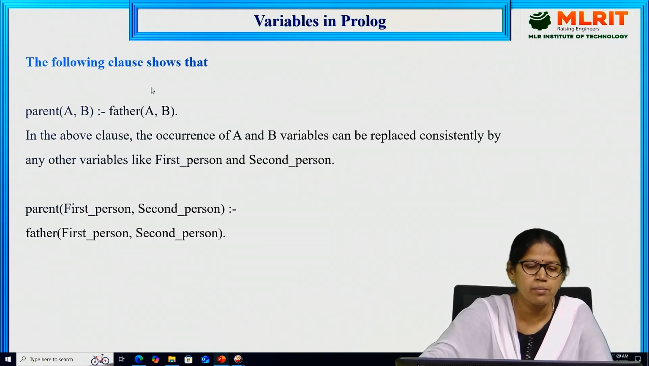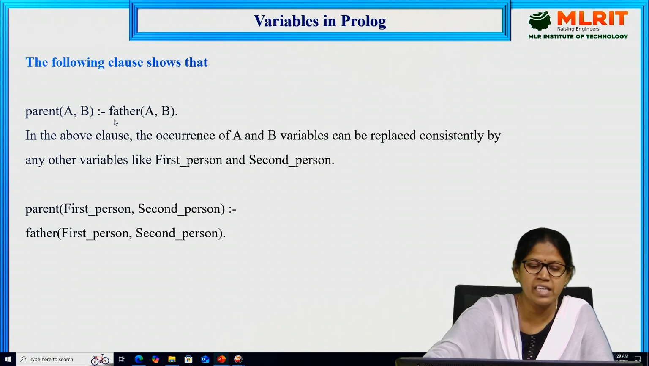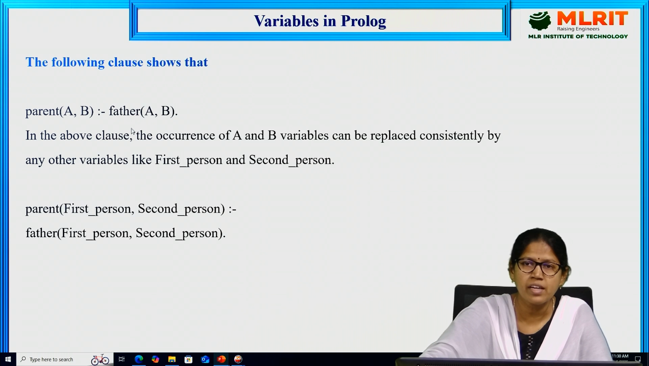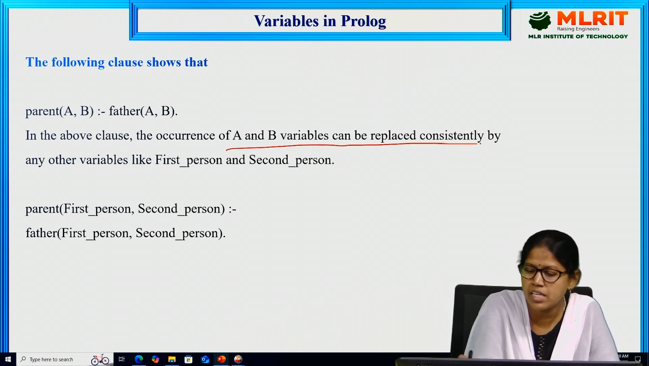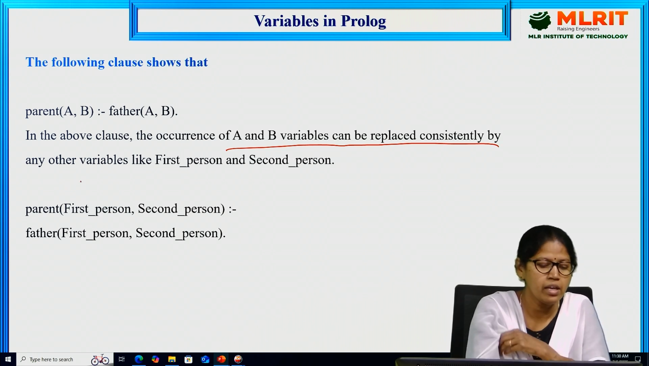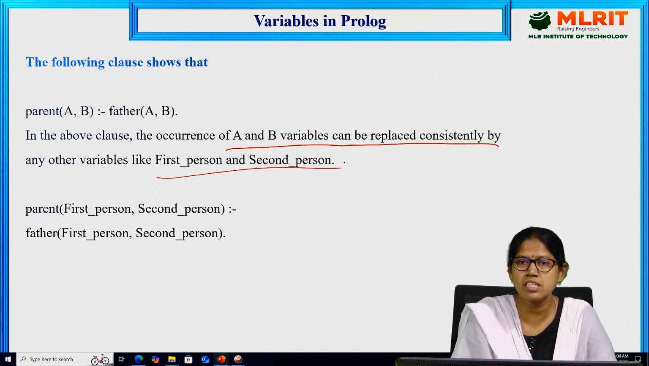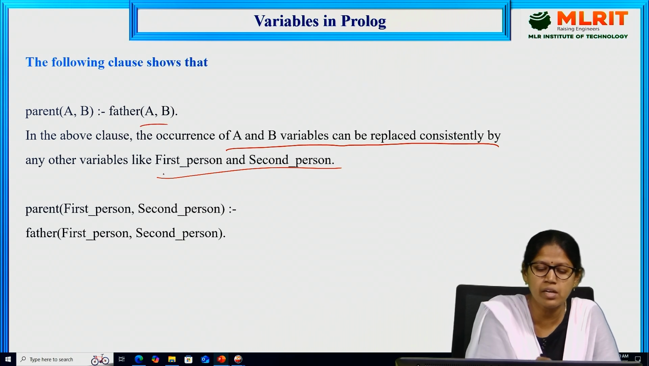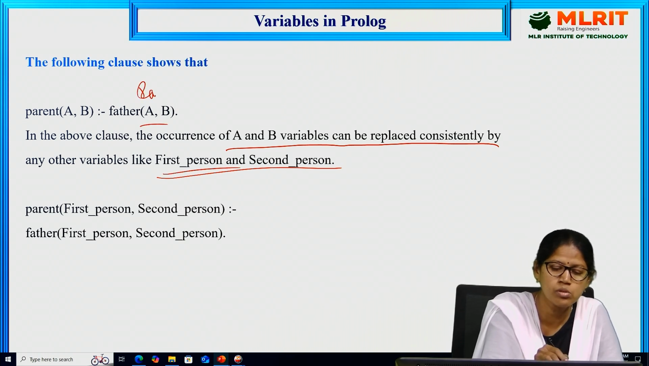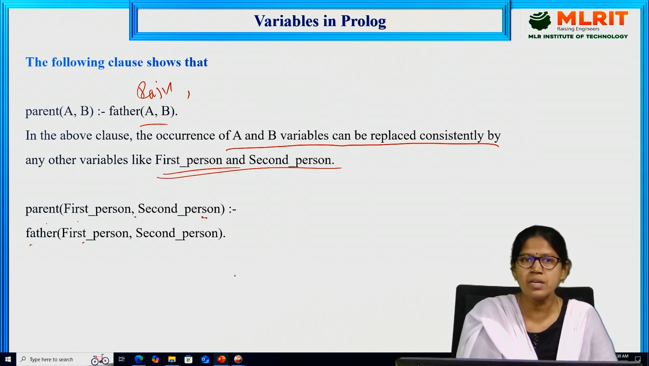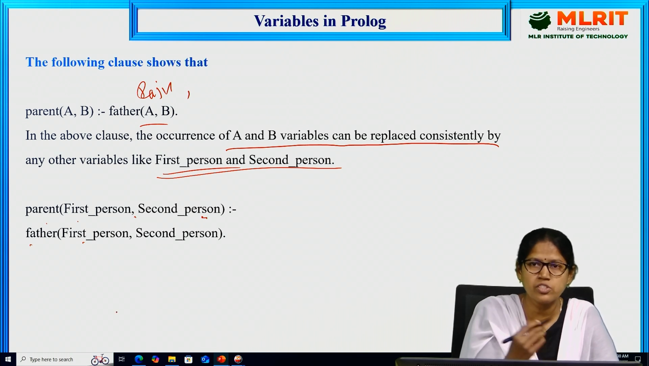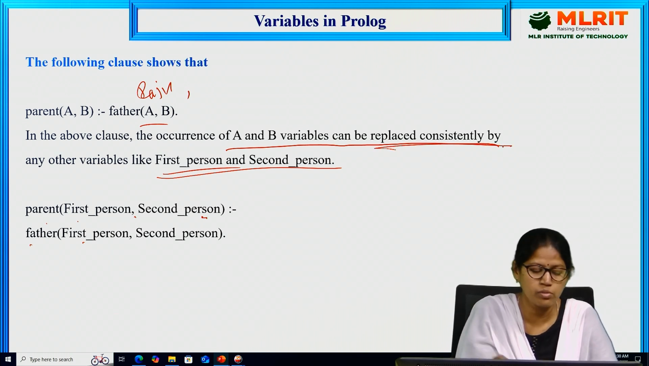For example, here is another clause: parent A comma B, father A comma B. If parent A comma B, then only father A comma B. In the above clause, the occurrences of the A and B variables can be replaced consistently by any other variables like first person and second person. We can give not only A and B, we can give Raju. Like that we can give values: parent first person comma second person, father first person comma second person. These variables change consistently.